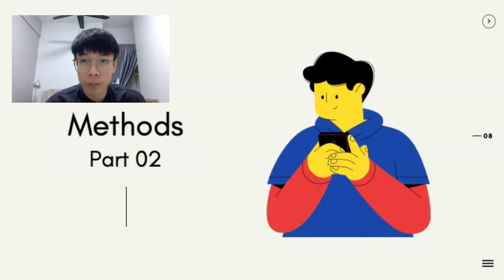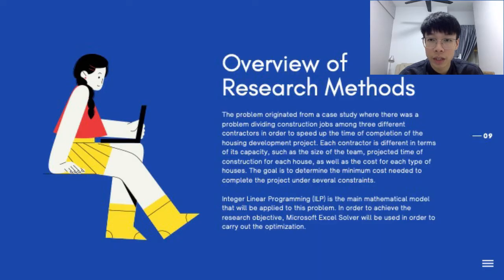We'll talk about the second part, which is the research methodology. The problem originated from a case study where there was a problem dividing construction jobs among 3 different contractors in order to speed up the time of completion of the housing development project. Each contractor is different in terms of its capacity, such as the size of the team, projected time of construction for each house, as well as the cost for each type of houses.